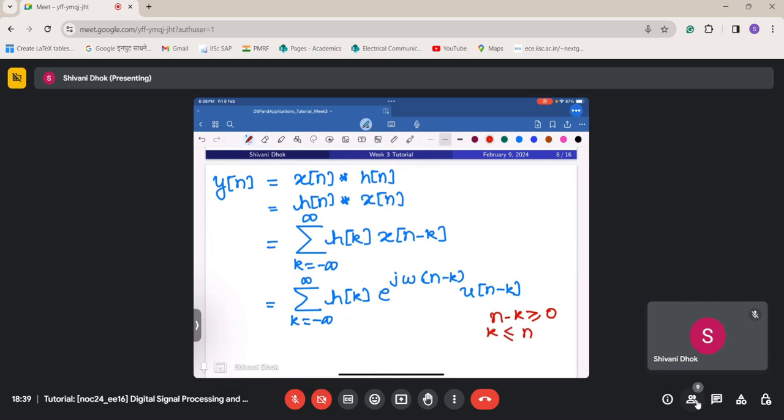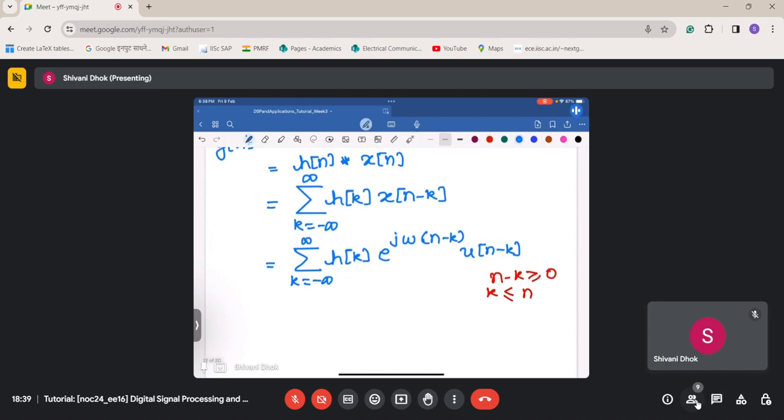Only in that set of values of k will this quantity be non-zero, otherwise it will be 0. So this I can write as summation k running from minus infinity to infinity h of k, or rather k running from minus infinity to n, h of k.